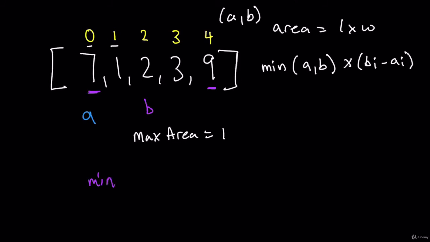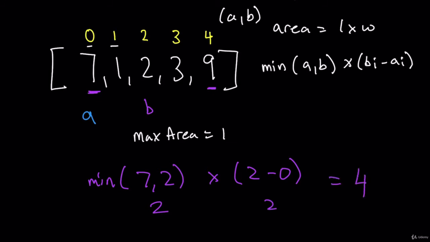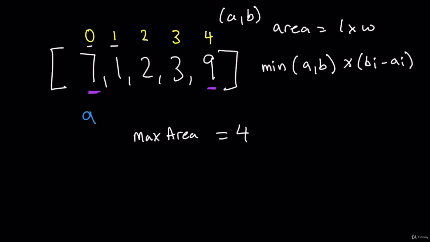We need now the minimum value between 7 and 2. And then we multiply against the B index, which is 2, minus the A index, which is 0. The minimum between 7 and 2 is 2. 2 minus 0 is 2. 2 times 2 is 4. Once again, we compare. Is our current max area of 1 greater or our new area of 4 greater? Well, our new area of 4 is greater. So we're going to set our new max area to 4, and we're going to erase our calculation, and then we're going to move B forward to 3.